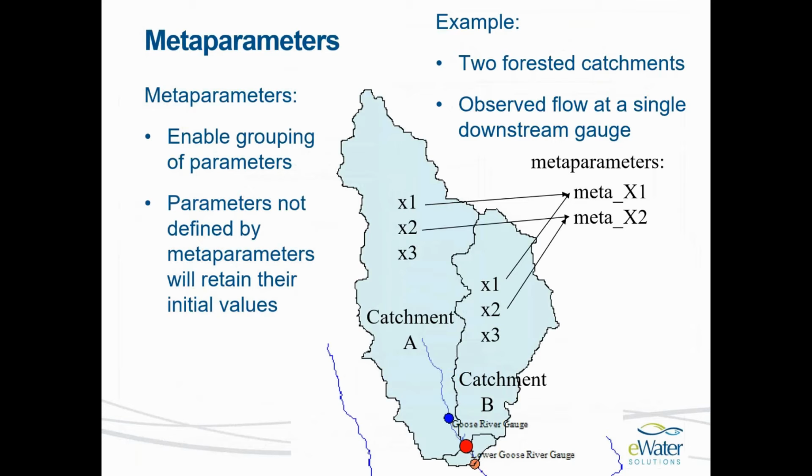The same for x2. The other point that I wanted to make was that if you don't link a parameter to a metaparameter, it won't be calibrated. That means it will retain its initial value. You often might want to use this if you have, say, previously done a calibration and set the value of that parameter, or perhaps you have some observed data that is directly informing the value of that parameter. In that case, you simply don't link it to a metaparameter.